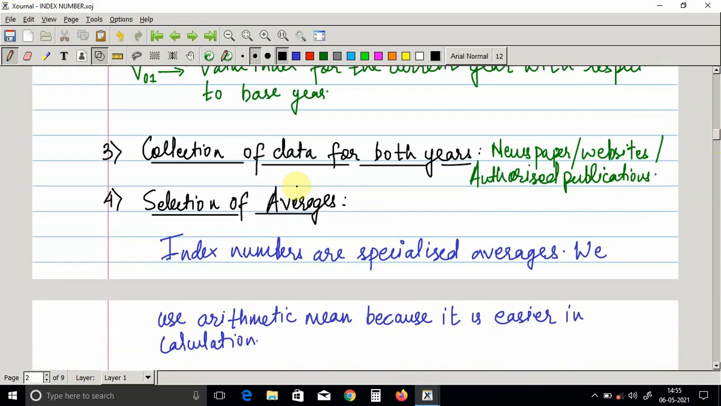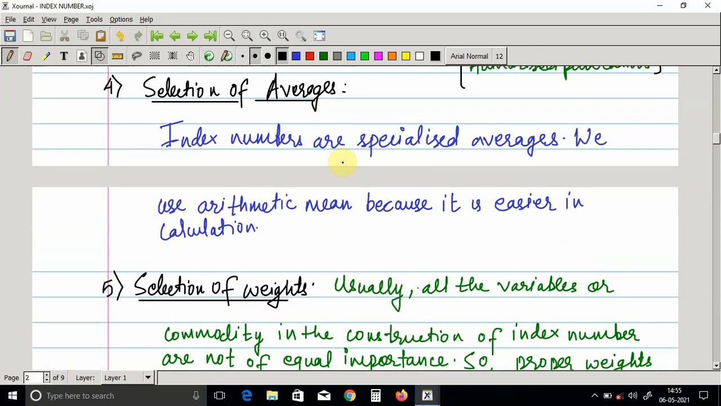Now for the collection, we need to collect data for both years, so we can collect those data from these sources. Then the selection of averages is also important. Index numbers are specialized averages. We usually use arithmetic mean because it is very easy to do the calculations.